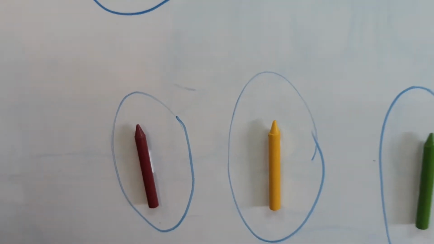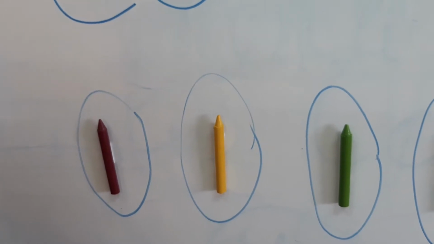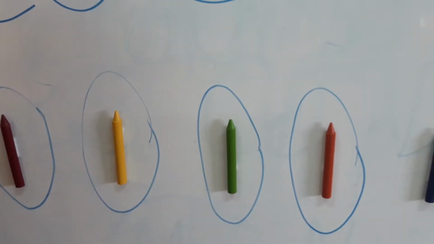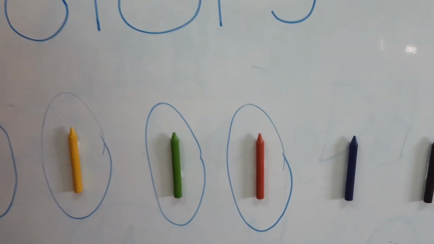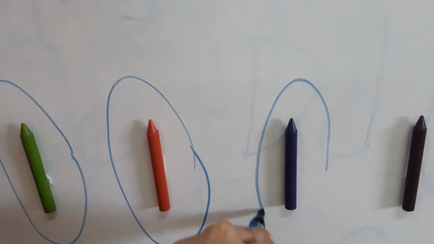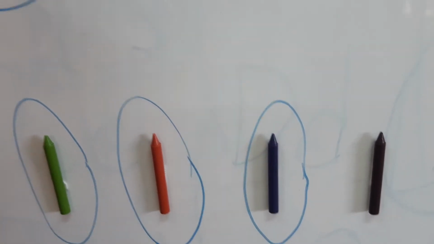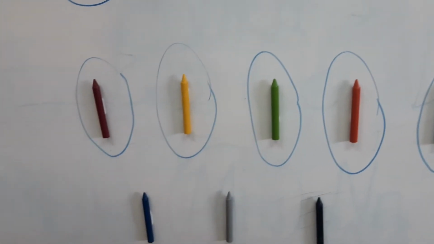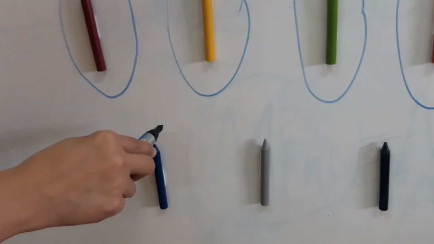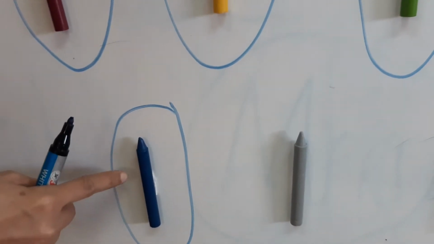Okay, red. Where is the color purple or violet? Where is it? Is this one? Yes. Okay, let's color this violet. What about the color blue? Where is the color blue? Here. Is it right? Blue.